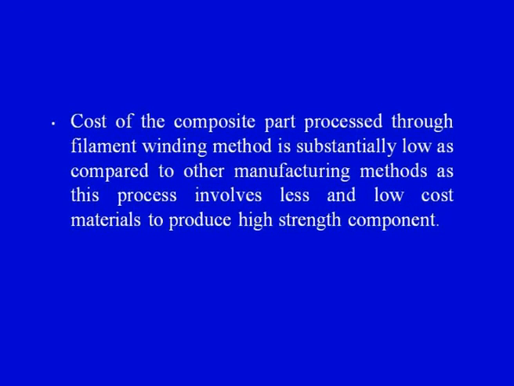Cost of the composite part processed through filament winding method is substantially low as compared to other manufacturing methods, as this process involves less and low cost materials to produce high strength component. So, the strength comes by the fibers, and we have already seen that in case of filament winding process, the fiber volume fraction that can be achieved is considerably higher. So, when we have higher fiber volume fraction, we will definitely get higher strength.